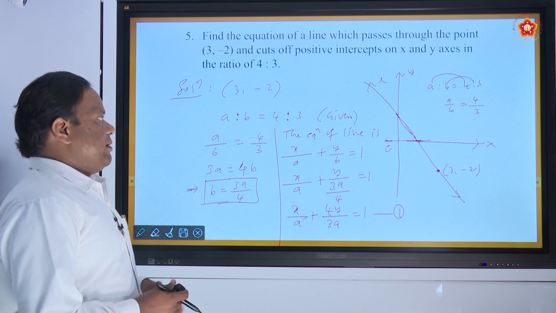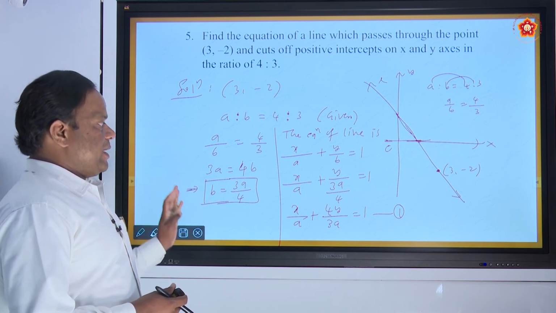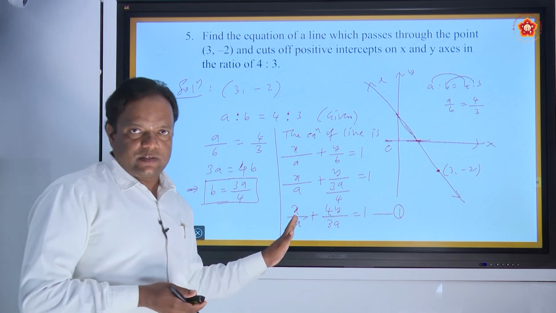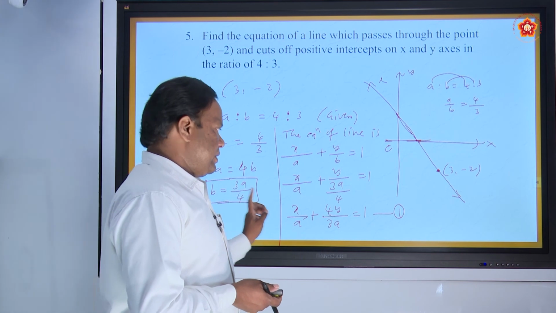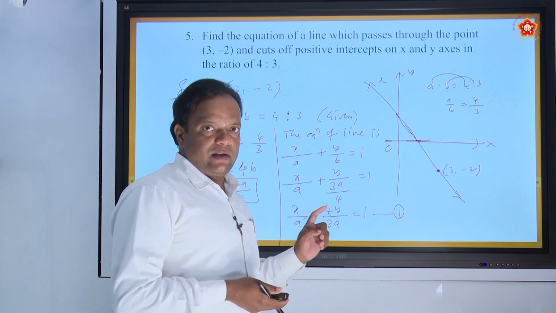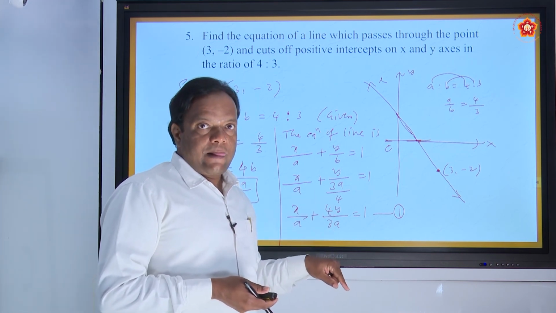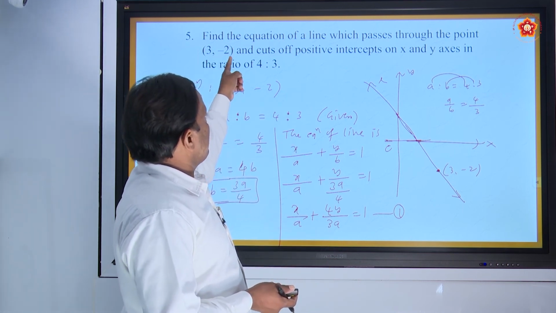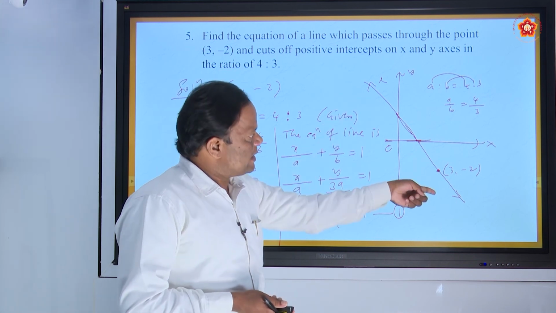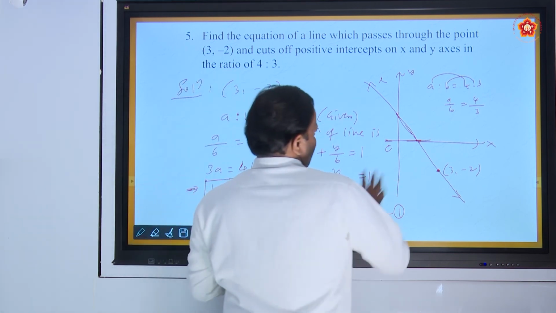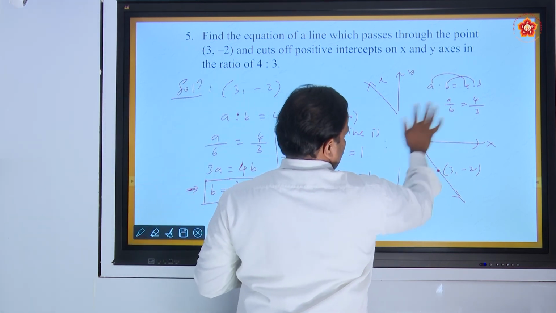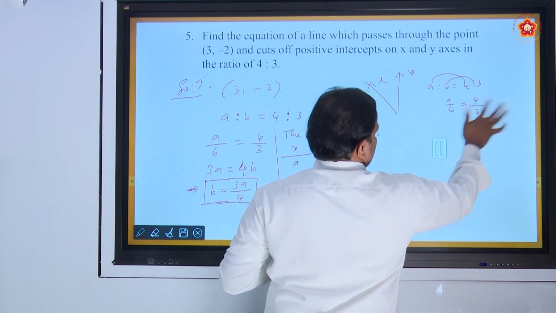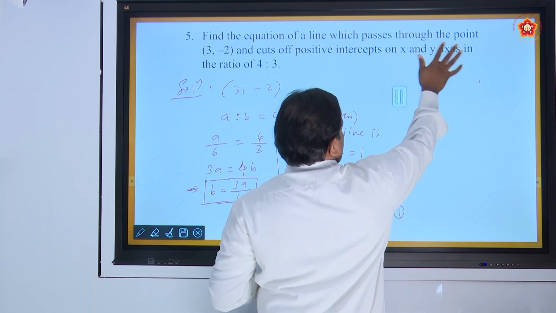Observe here, from this you have to find the value of A, because this is the equation of a straight line in intercept form. But here one value, A, is unknown. So find A by using the given condition. It is clearly given that the line is passing through 3, minus 2. This is the equation of the line. You can draw this for your understanding, but it is not compulsory or mandatory to draw the figure.